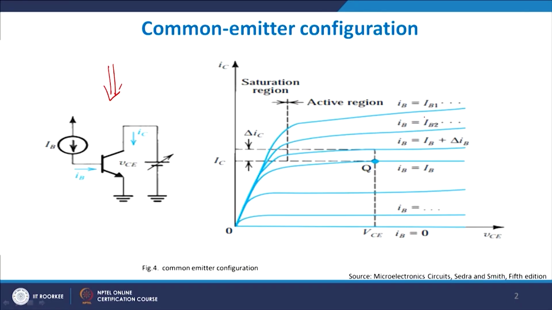Now, if you look very carefully here, when VCE was equal to 0, I had 0 current, which is expected also. The collector current was 0, and if VCE is equal to 0, collector to emitter voltage is 0, then I would expect to see a 0 current available to me.